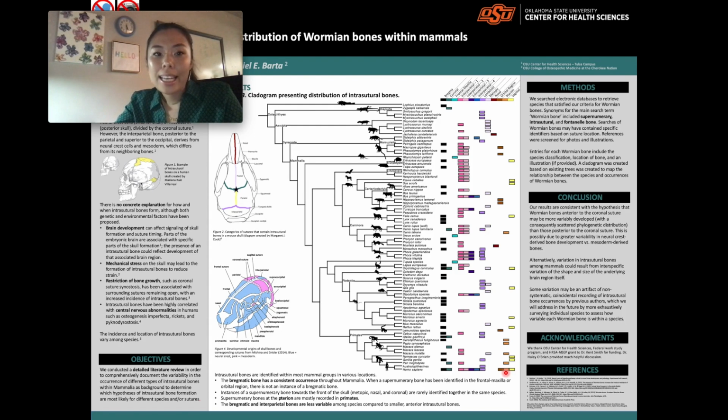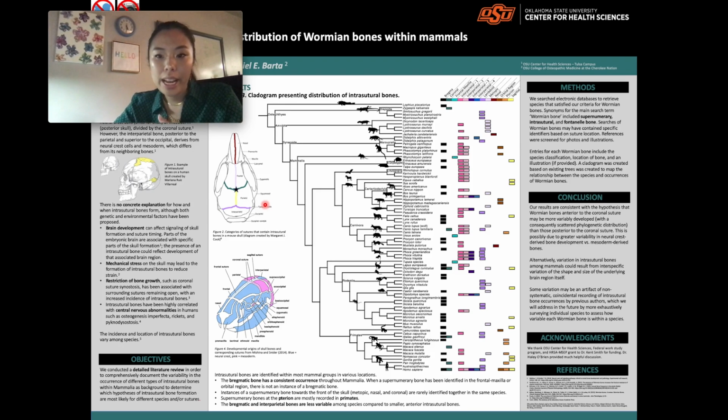The bregmatic and the interparietal bones, right here with the 4 different elements and the black boxes again, among species, are found more often compared to smaller anterior and intrasutral bones. These results are consistent with the hypothesis that Wormian bones anterior to the coronal suture may develop more variably compared to Wormian bones found posterior to the coronal suture. And this could be due to there being more variability in neural crest cell development compared to mesoderm-derived bones.